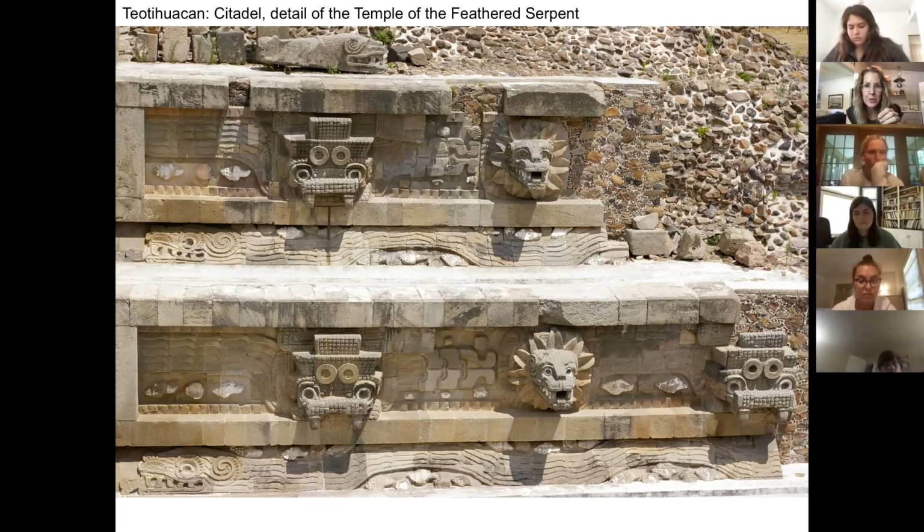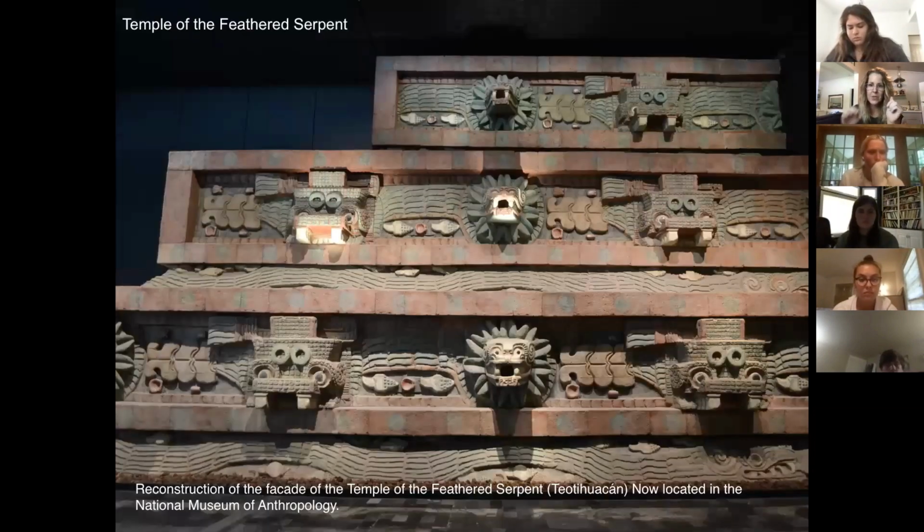These would have originally been covered in mosaics. They would have been wildly colorful. And we can see how that would look from this recreation, which is inside the National Anthropology Museum in Mexico City. Again, if you go to Mexico City, don't miss this museum. It is one of the best in the world. It's fantastic. You can run through it quickly, or you can take 3 days if you want.